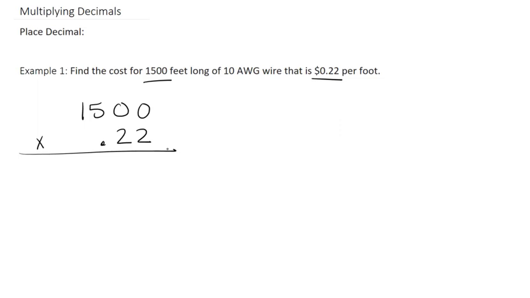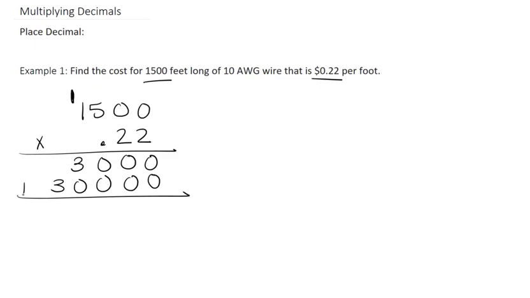So we start by multiplying this 2 by this 0. So 2 times 0 is 0. 2 times 0 is 0. 2 times 5 is 10. Carry the 1. 2 times 1 is 2, plus 1 is 3. Now we have a placeholder of 0 like we've done before, and we move on to the 2. So 2 times 0 is 0. 2 times 0 is 0. 2 times 5 is 10. Carry the 1. 2 times 1 is 2, plus 1 is 3.